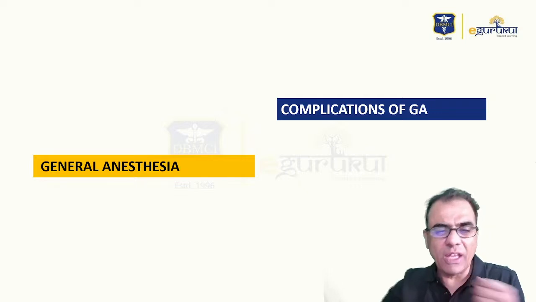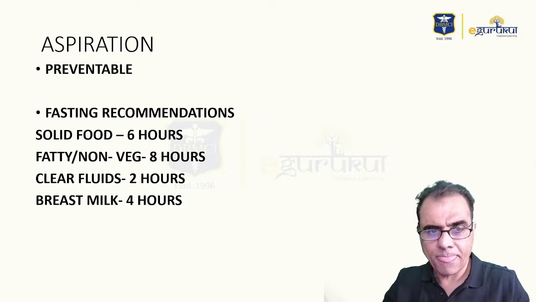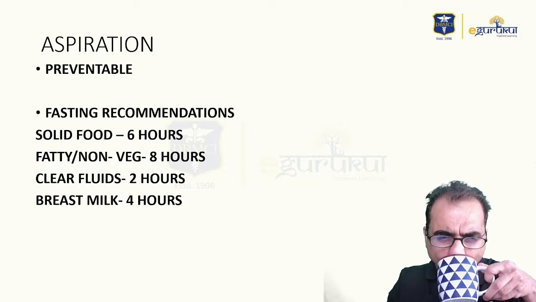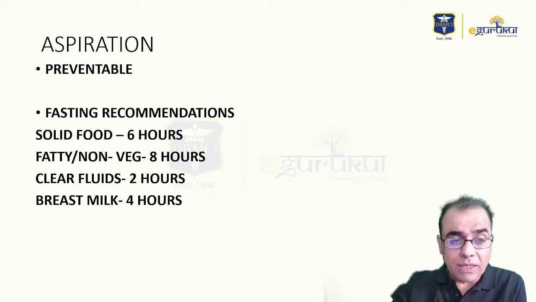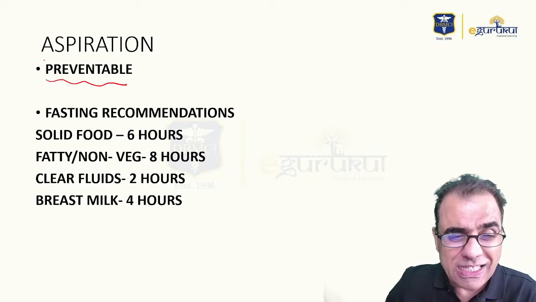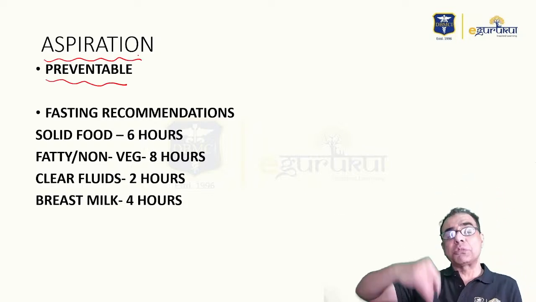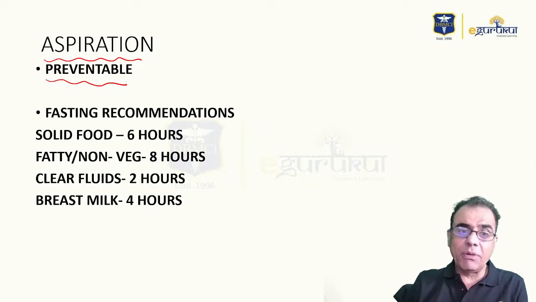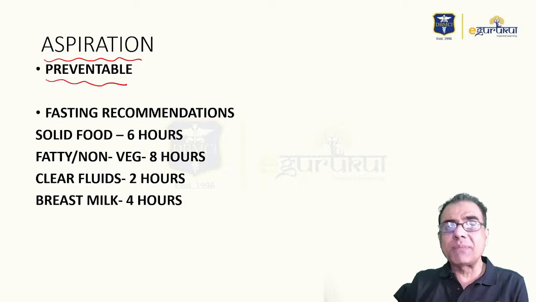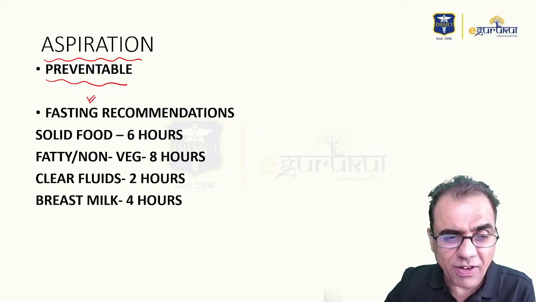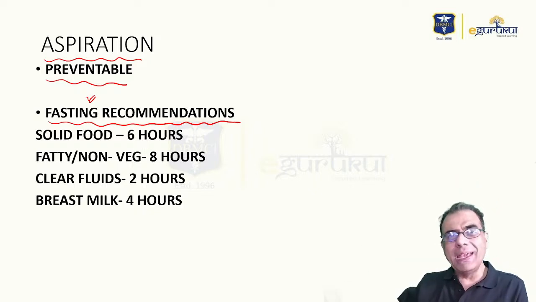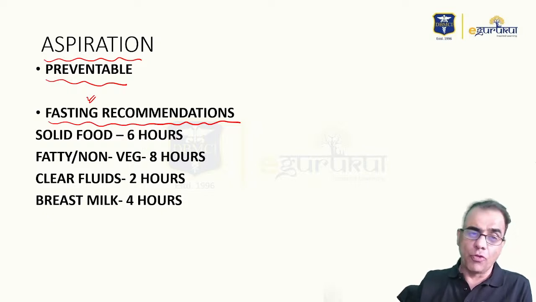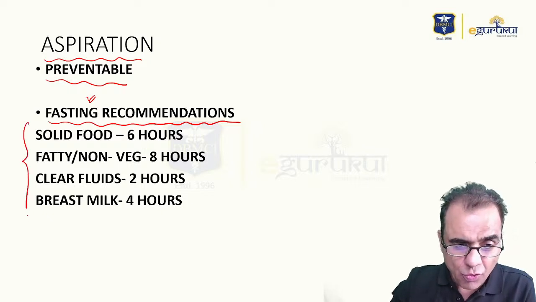Now let's discuss a few of the complications of general anesthesia. Aspiration. Aspiration is considered a preventable complication, and they have asked this a number of times: which is the preventable complication. Aspiration means aspiration of the gastric contents, and the best method to prevent it is to keep the patient fasting. The best method to prevent aspiration is that the patient's stomach should be empty when they come for surgery. So fasting recommendations are very important, you have to remember, commonly asked.